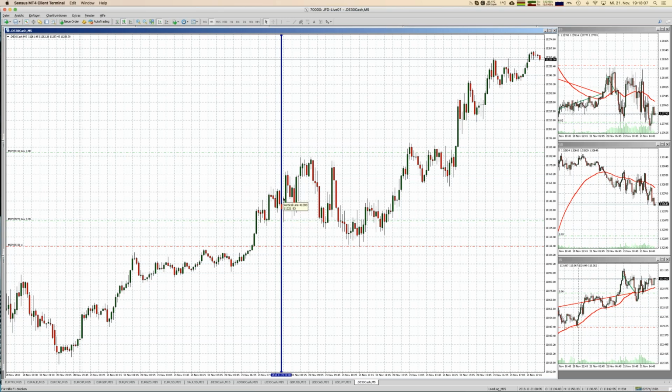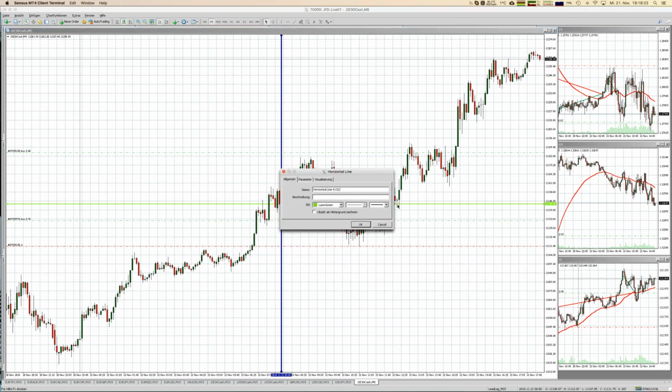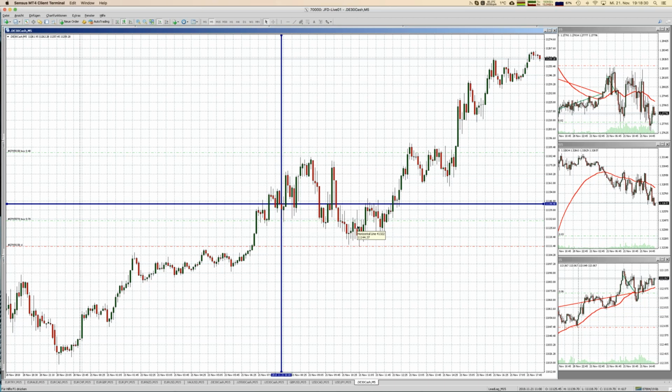So here we have that reference time. Then we need the close just before that reference time. That would be this level here. So let's have a horizontal line here as well. And let's mark that line once again in blue and a little bit thicker. So here is our reference time, the vertical line, and the reference price, which is the horizontal line. Okay, now we need an ATR.